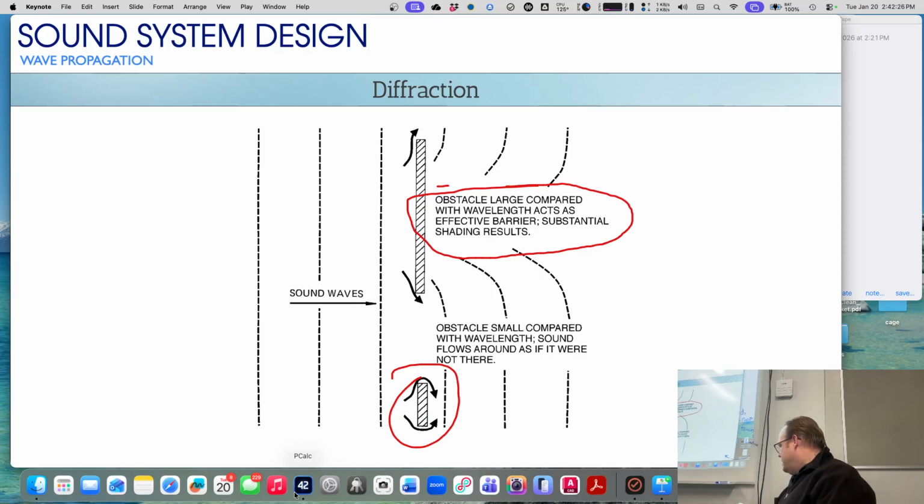And in this case, that obstacle is this big, which is smaller than the wavelength of almost the entire audible spectrum, which means sound is going to go through that grate completely unimpeded. So sound sees the obstacle.